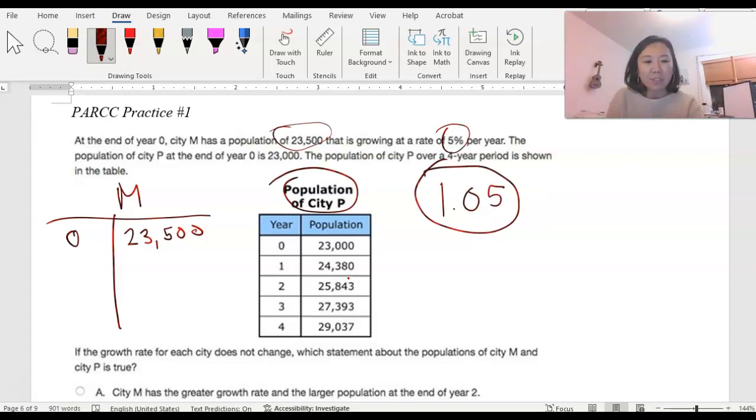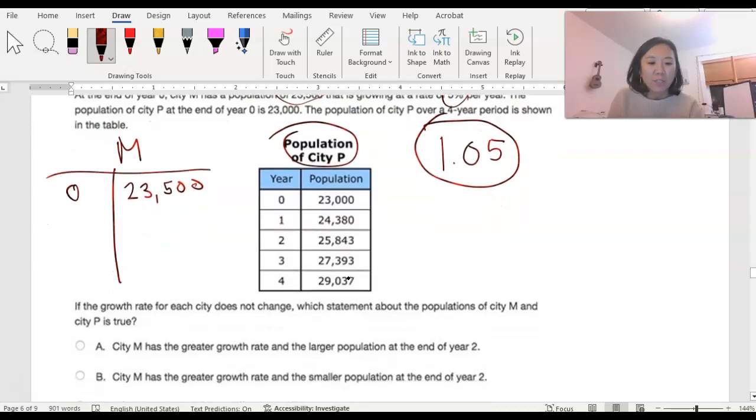Then we have the population of the city P at this year is 23,000, and this is shown over a 4-year period. So now we want to see if the growth rate for each city does not change, which statement about the populations of city M and P is true.